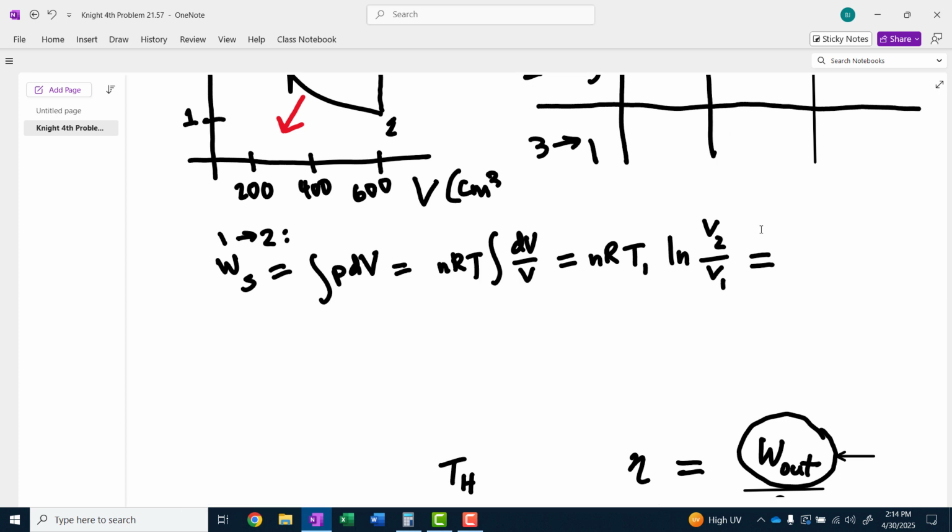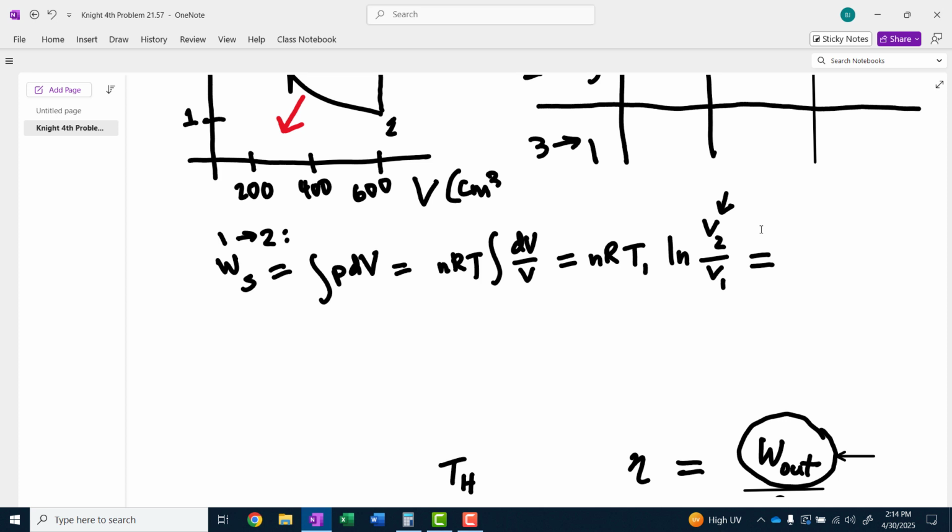So this ratio here is actually a number less than 1. And when you take the natural log of a number less than 1, like 0.5 or 0.8, you're going to get a negative number. So that's telling us that the work done is negative. nRT is a positive quantity, and then when we multiply by the natural log of a number less than 1, we get overall a negative work done by the system.